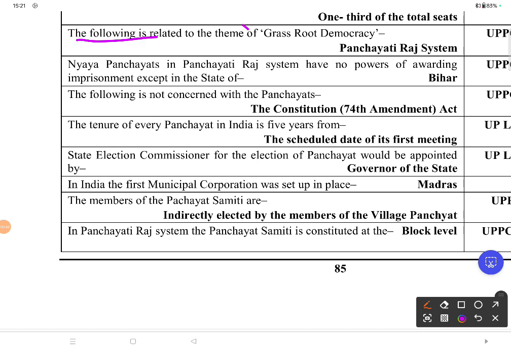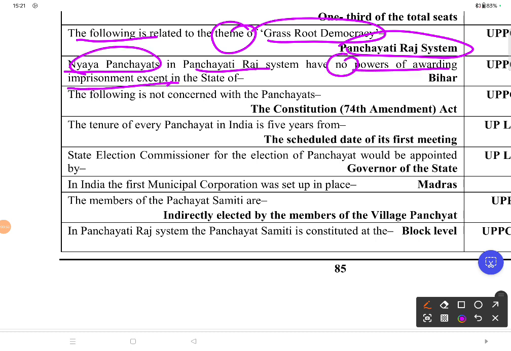The following is related to the theme of grassroots democracy, that is the Panchayati Raj system. Nyay Panchayat in the Panchayati Raj system has no powers of awarding imprisonment except in the state of Bihar. The following is not concerned with the Panchayats.